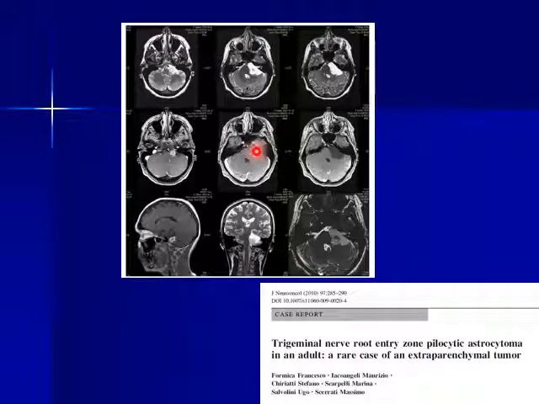schwannoma or CP angle schwannoma, but actually, as you see, it is solid and cystic, and this can occur in schwannoma also, but the tumor is not that homogeneous, and on pathology, don't be astonished if you find it called extraparenchymal glioma originating from the root entry zone of the trigeminal nerve. This is for dear colleagues in the MD section.